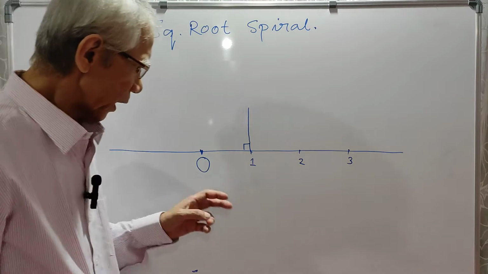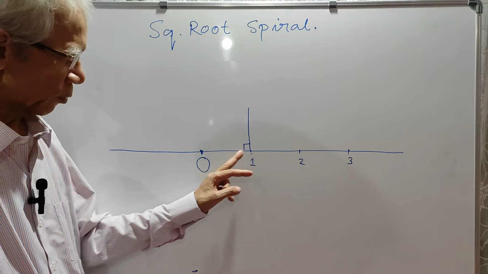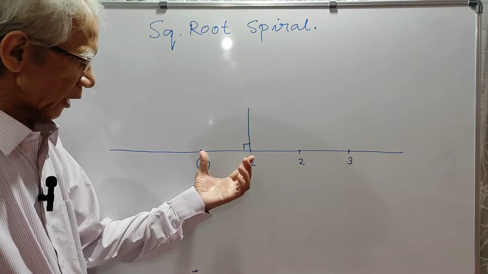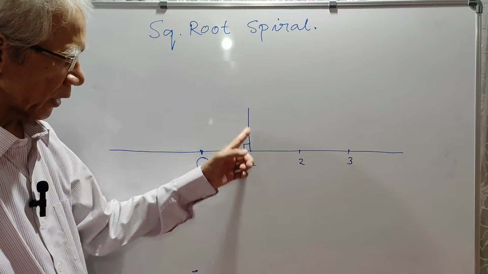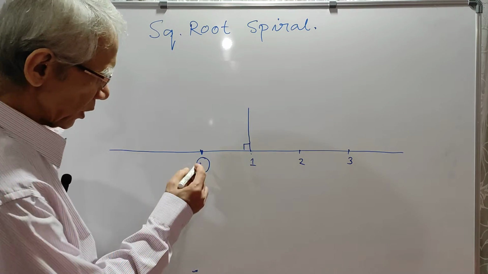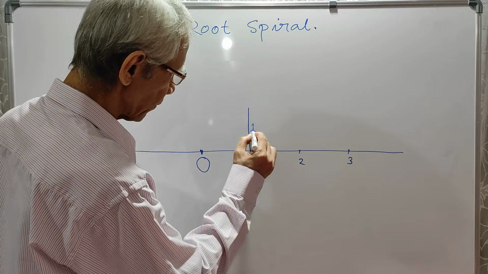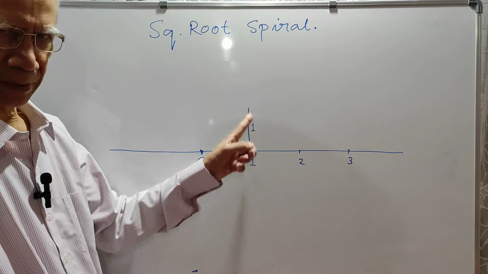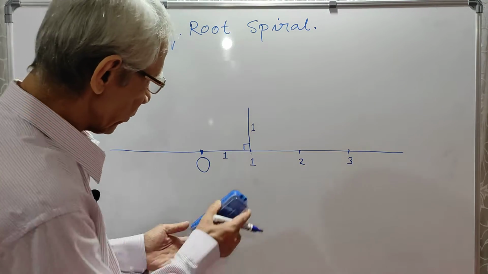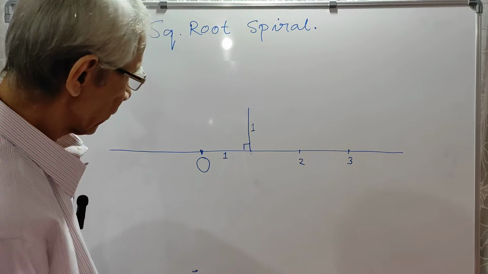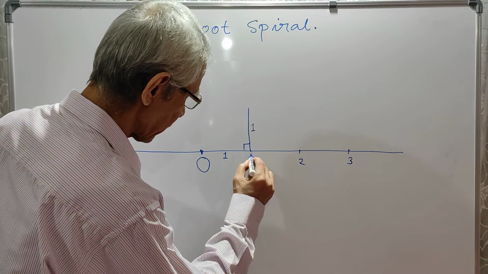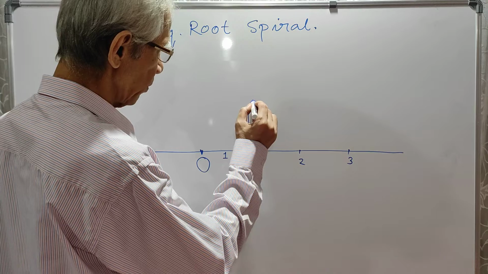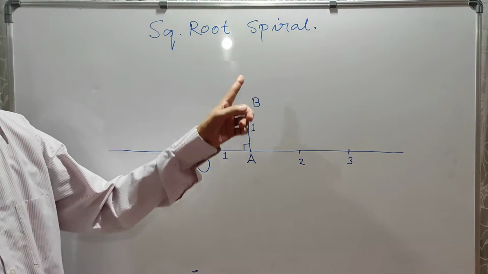So how do you do it? From here this is 1 unit, and 1 unit from here, and 1 unit from here, that means 1, 2, 3, etc. Now equal to this 1 unit, you draw a perpendicular from this point. This length is also 1 unit. Suppose we call this point A. So OA is 1 unit, and let us call this point B. Now AB is 1 unit.